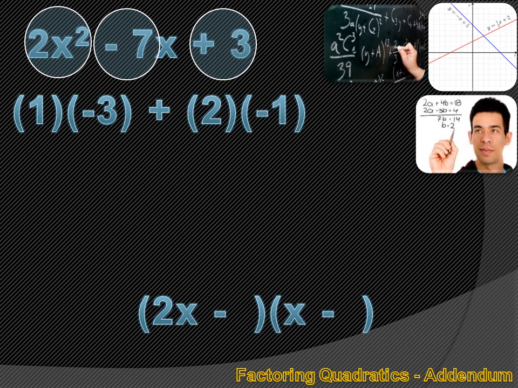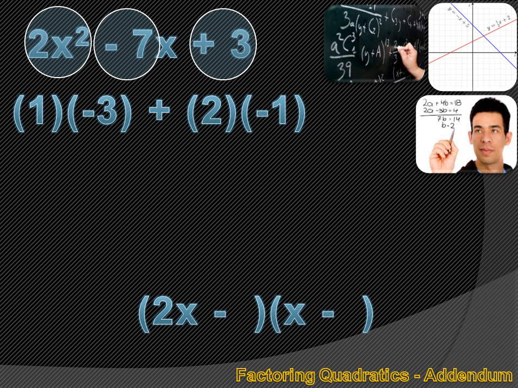So I'm going to list out all the combinations. One combination is I take the 1 factor from the 2 and I put it in the front, and I take the 2 factor from the 2 and I put it in the back. And then I factor my 3 and I put the minus 3. Remember, we figured out this had to be minus 3. I put that in the front, and I put the minus 1 in the back.